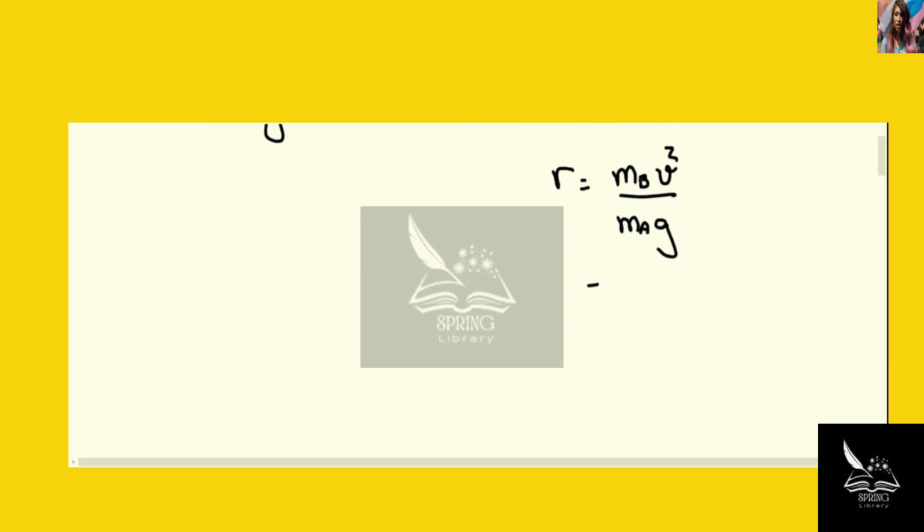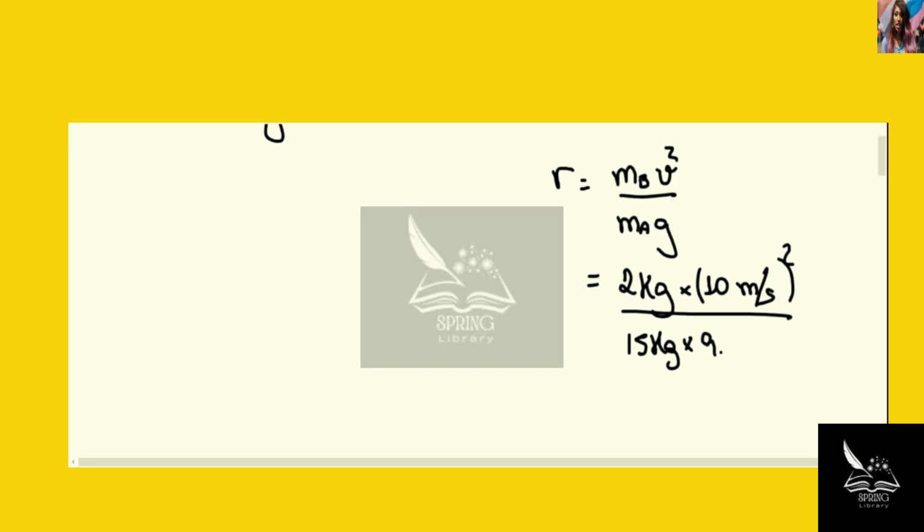And now we can substitute the numbers. m_B is 2 kilograms, v is 10 meters per second, m_A is 15 kilograms, while g is 9.8 meters per second squared. So r is equal to 1.36 meters, which concludes our exercise.